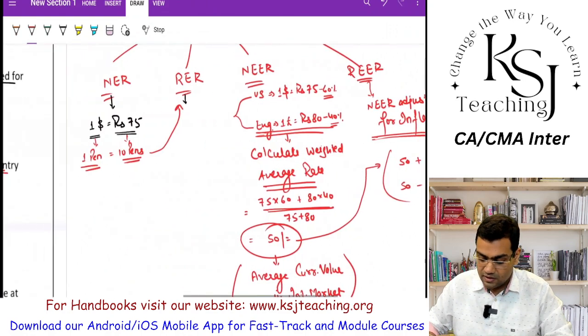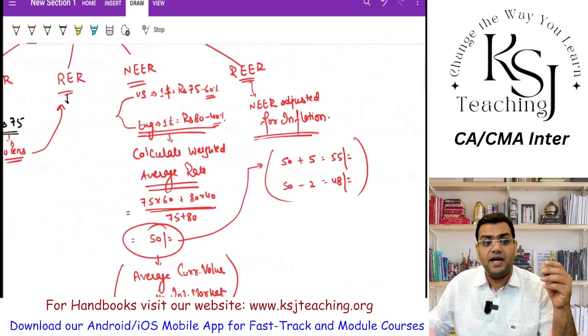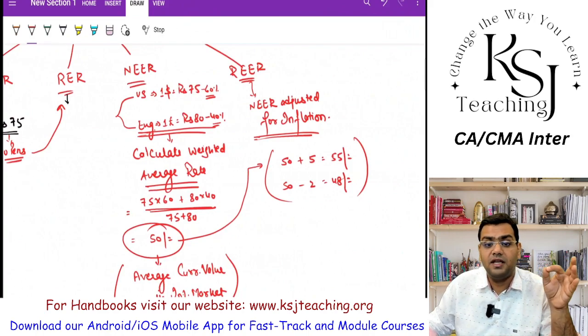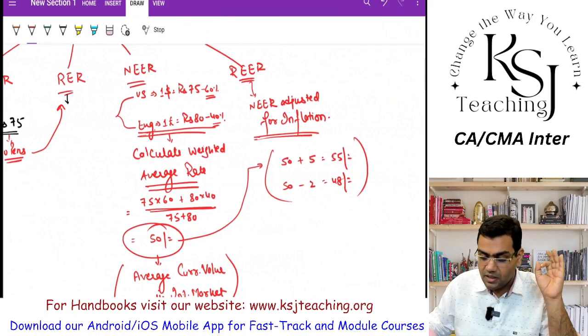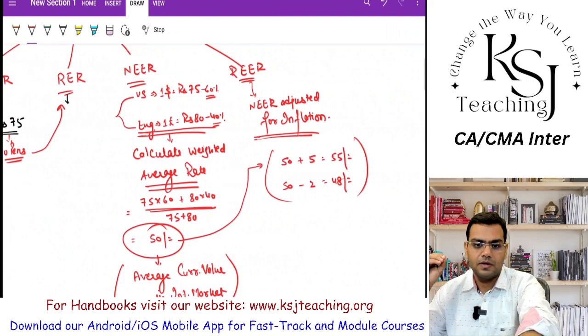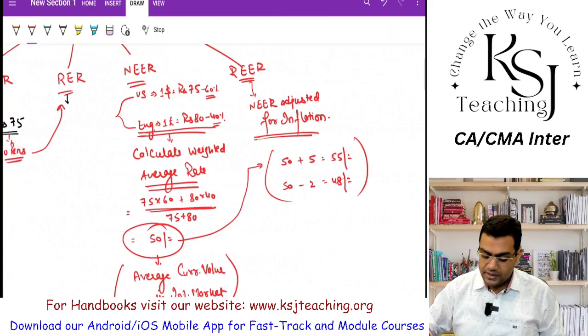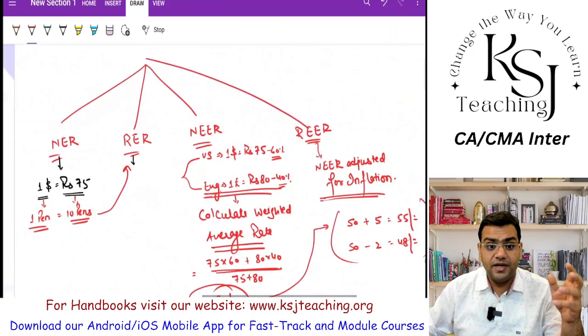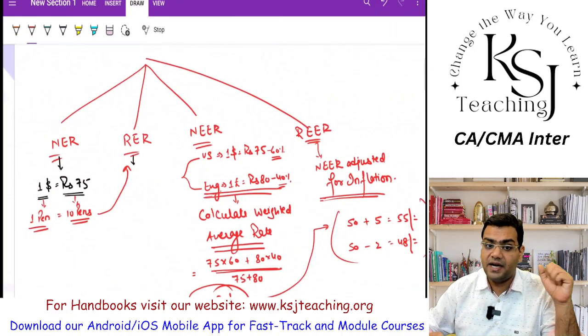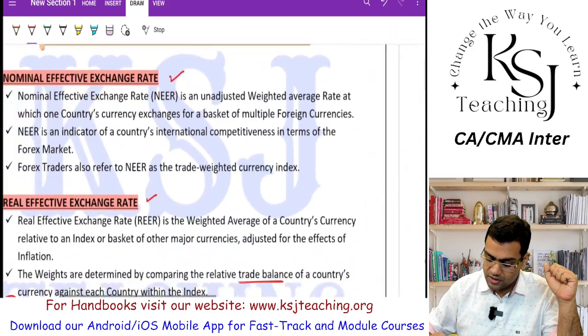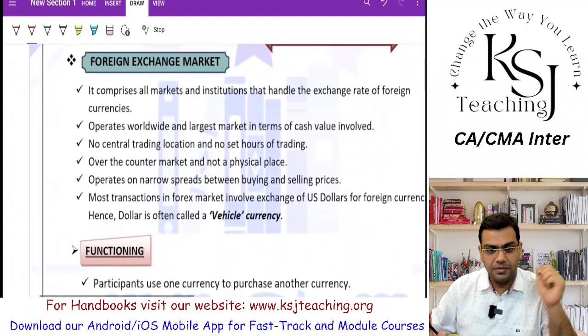RER, this one, right? The basic concept is when you are adjusting the NEER for the inflation, that is the main purpose here, right? So this was the concept of the nominal exchange rate, real exchange rate, nominal effective exchange rate, and the real effective exchange rate. You can just read it from here once and remember it, right?